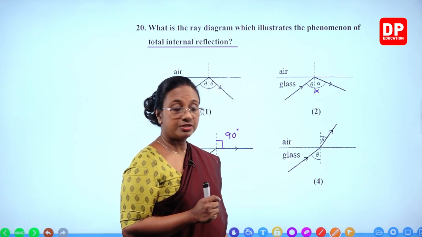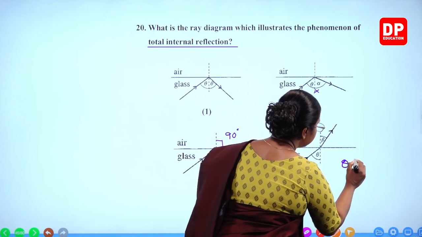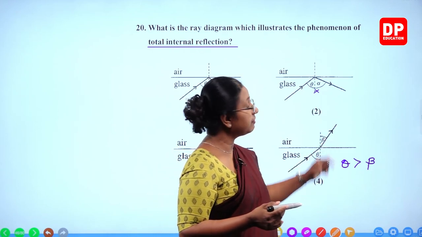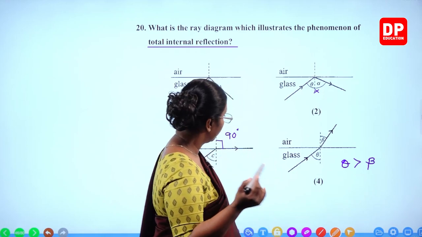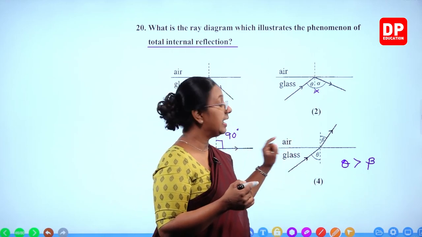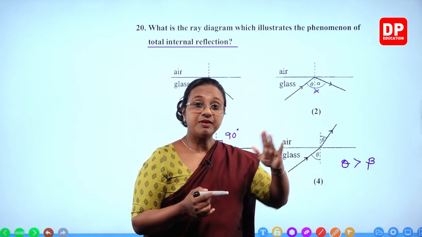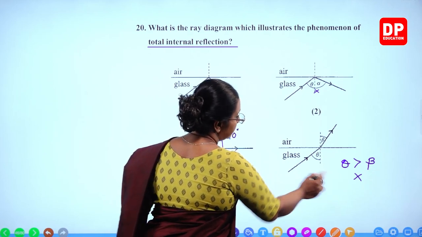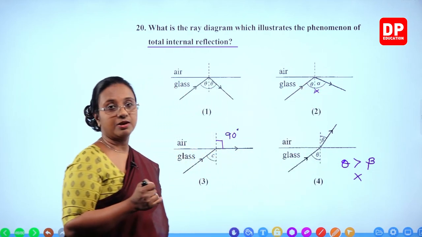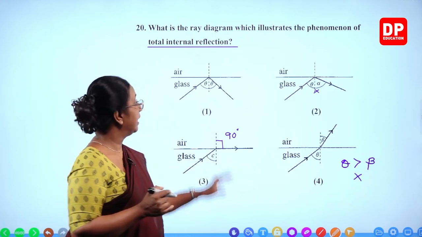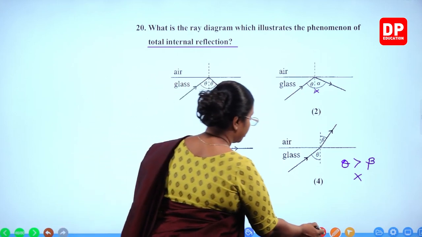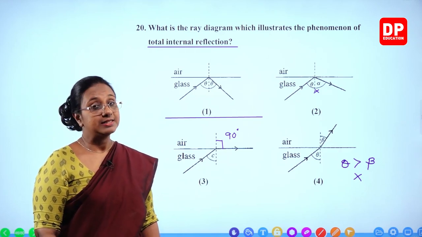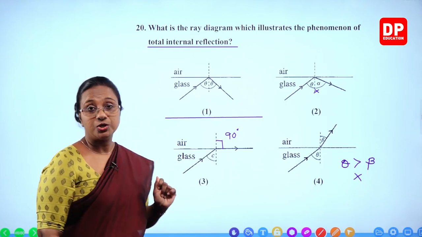But as you can see here, students, the theta is greater than angle beta. That is, angle of incidence is greater than angle of refraction. Is that correct? No. Why? Glass is a denser medium, air is a rare medium. So it has to refract away from the normal. Because of that, this is also incorrect. This is incorrect because of the angles. Here also it's incorrect because of the angles. This shows refraction and only this shows total internal reflection. So this is the correct answer. Is that clear, students? So with that, I'll move on to the next question.